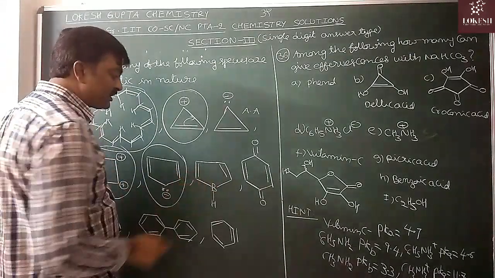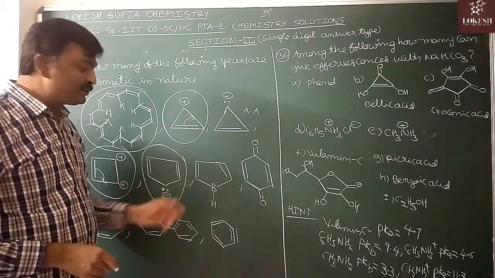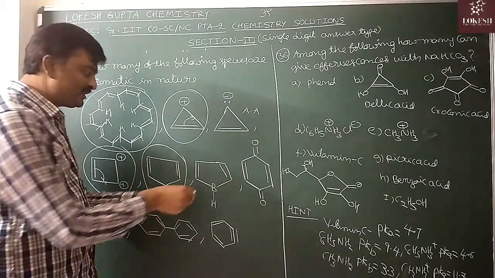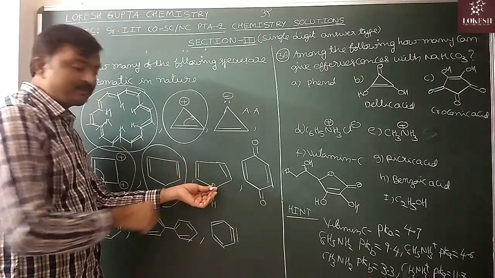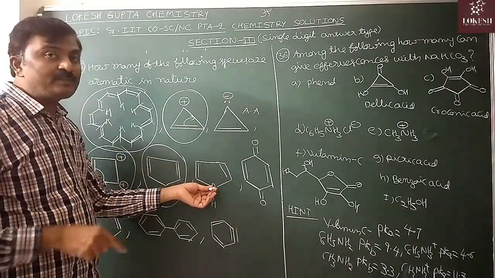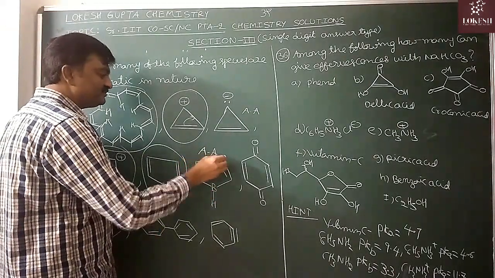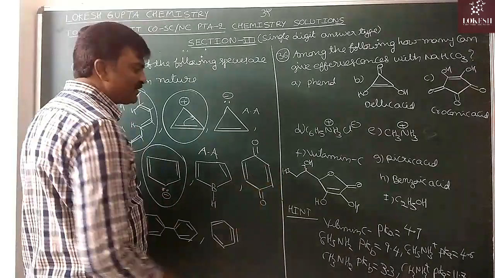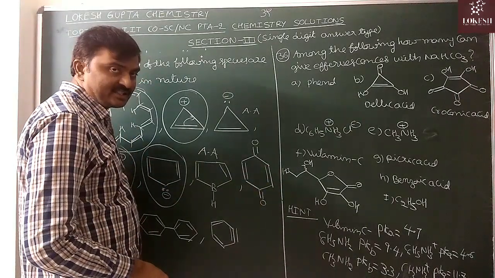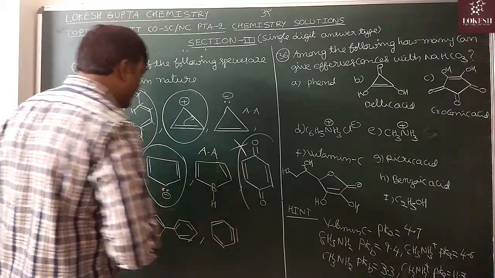Now, here it is boron. It is just like C plus. Now, here an empty 2p orbital is there. Empty 2p orbital, that is in the plane perpendicular to the molecular plane. 4 pi electrons, 4n pi electron delocalization. So it is anti-aromatic. Now this one, 6 pi electron delocalization is not there. So it is not aromatic.